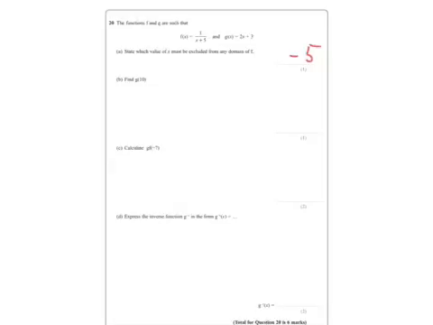So find g of 10 next. So g of 10 is literally sticking 10 in for x into here. So that should be 23, nice and easy.